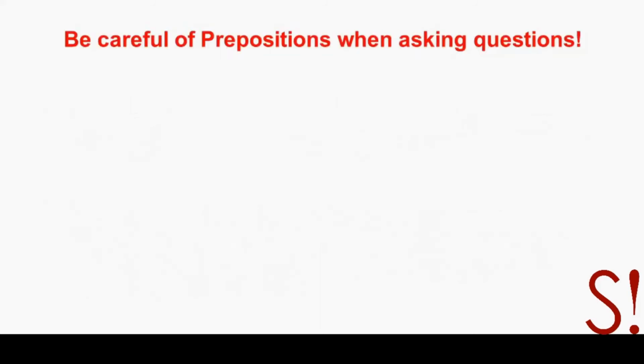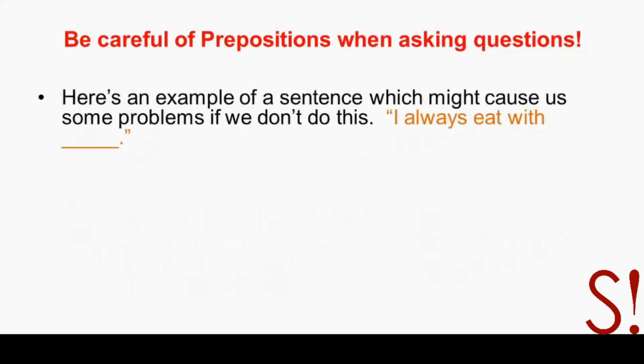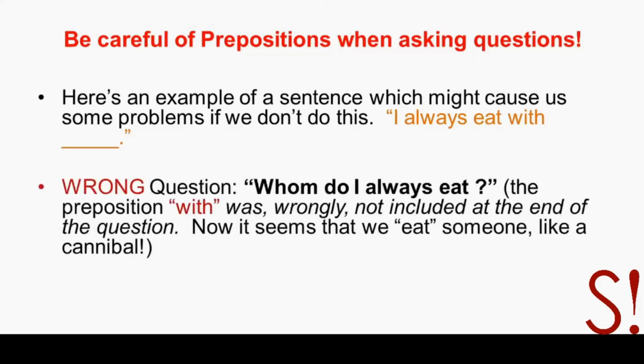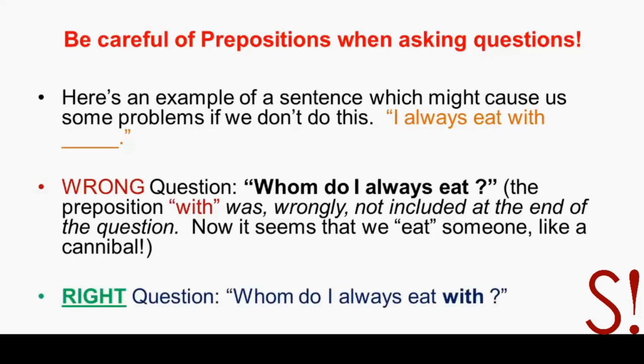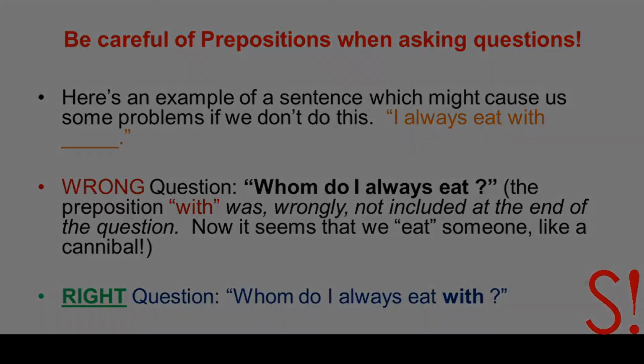Be careful of prepositions when asking questions. Here's an example of a sentence which might cause us some problems if we don't do this. I always eat with blank. Wrong question. Whom do I always eat? The preposition with was, wrongly, not included at the end of the question. Now it seems that we eat someone, like a cannibal. Right question. Whom do I always eat with?